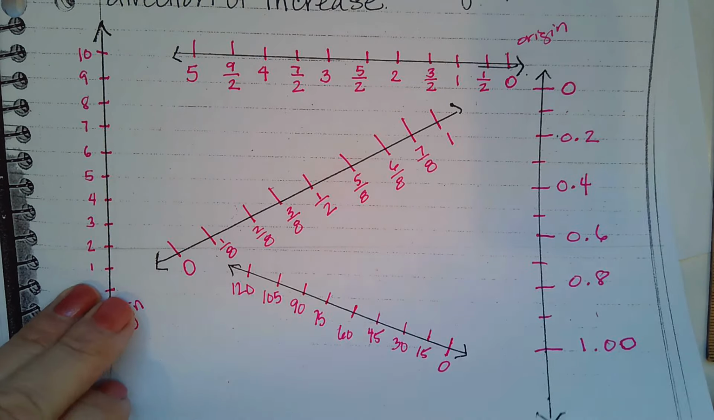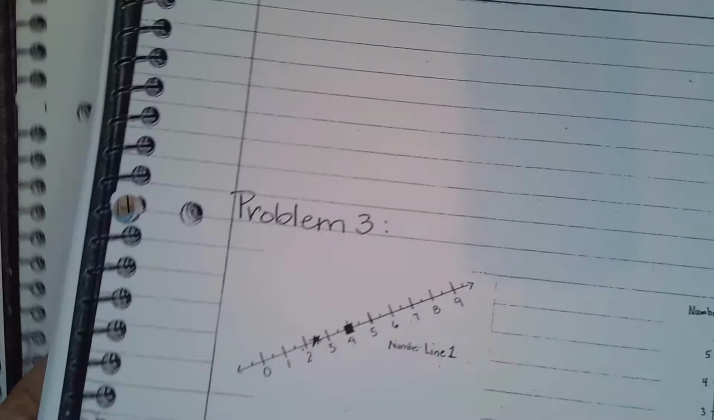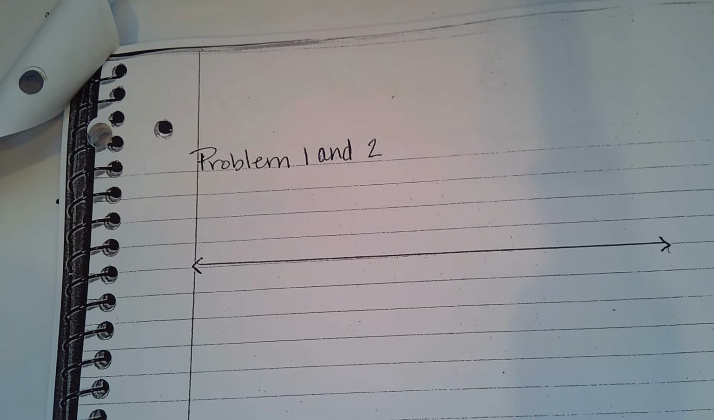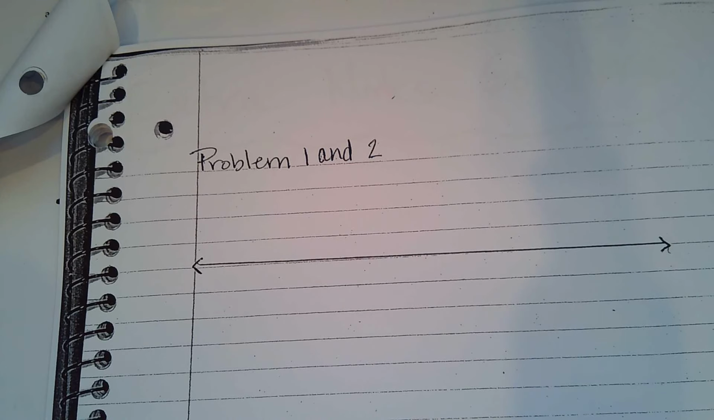Now, I'm going to have you try it on the next page. Problem 1 and 2 today is you creating your own number line. So right now, you are going to decide, how are you going to break up your number line? Where is your origin going to be? What is going to be your rate of increase? That means, are you going to have it jump by 2s? Are you going to have it jump by 1s? Are you going to have it jump by fractions, halves, decimals?